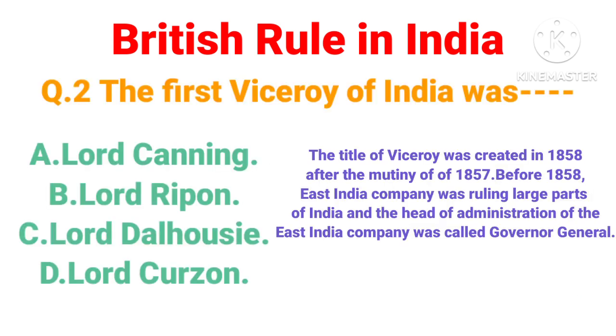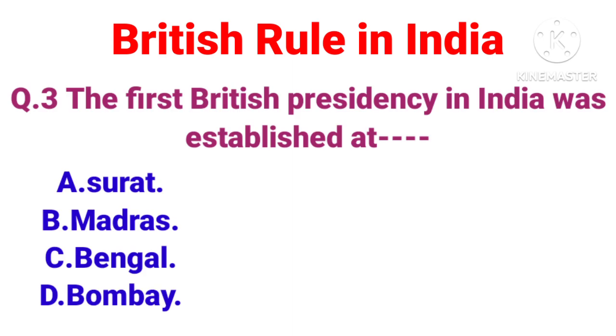Question number 2. The first Viceroy of India was option A. Lord Canning, option B. Lord Ripon, option C. Lord Dalhousie, and option D. Lord Curzon. So the correct answer is option A. Lord Canning. The title Viceroy was created in 1858 after the Mutiny of 1857. Before 1858, East India Company was ruling large part of India, and the head of administration of East India Company was called Governor General.